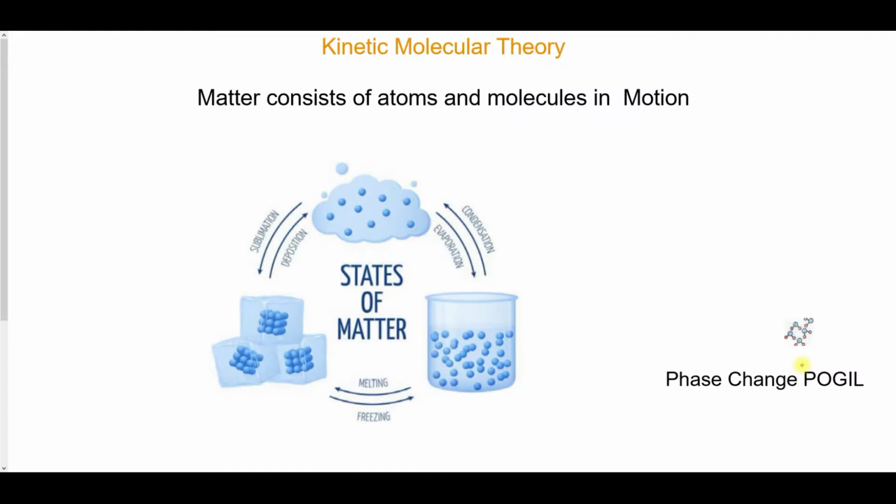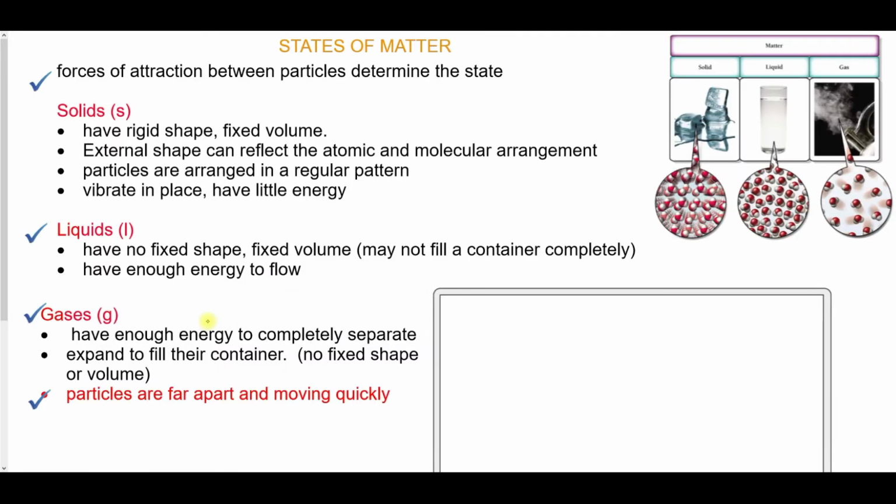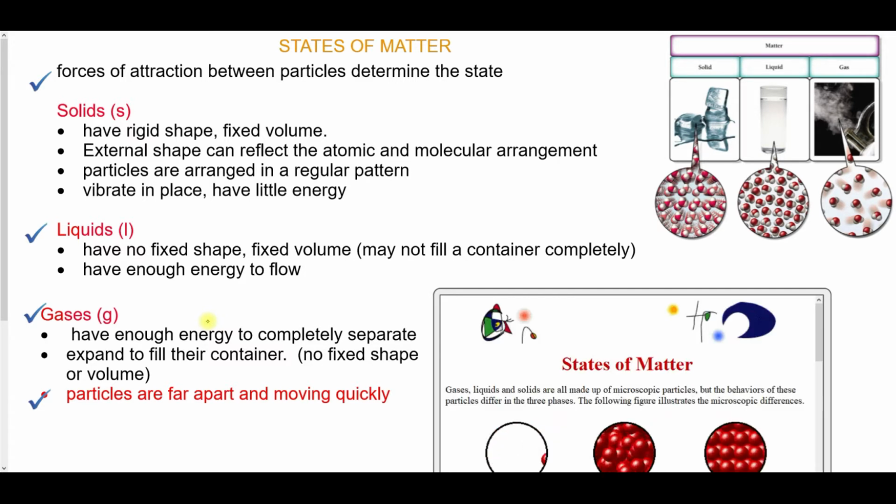The kinetic molecular theory, and sometimes you will see this abbreviated KMT, says that the atoms and molecules that make up matter are in constant motion. Even in a solid, the particles are vibrating. If we look at our states of matter, the forces of attraction between the particles will determine the state.